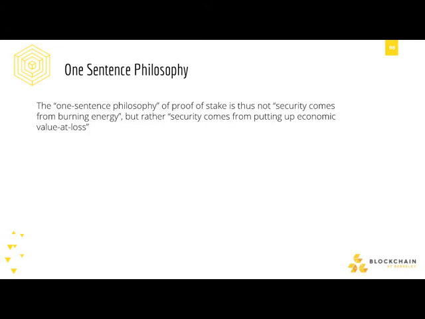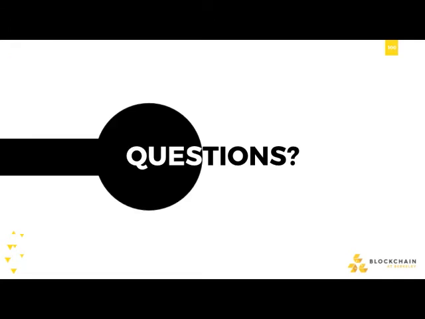A one-sentence philosophy that Vitalik gives is that rather than security coming from burning energy, it comes from the economic value at loss that you have, the amount that you stake on the chain that's accurate, or the chain that is going to be used. So rather than relying on rewards for security, it's relying on penalties. So any questions for this kind of hand-wavy section?